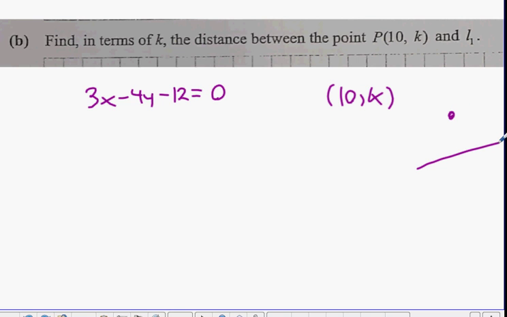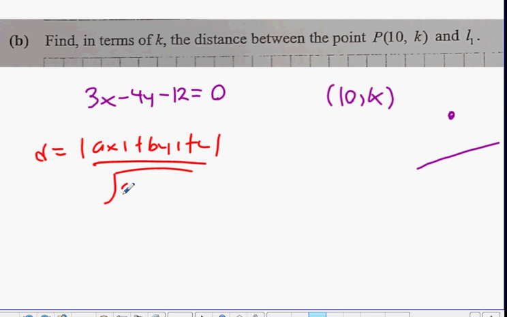Rory, what equation should we use then? Distance of a point to a line. The modulus of a x1 plus b y1 plus c, over the square root of a squared plus b squared. Good man, right? What's the a, b, and c value, Rory? 3, 4, 12. Not 4, minus 4, sorry, yeah. It's alright. And not 12 either, minus 12. Now, what's the x1, y1 value?